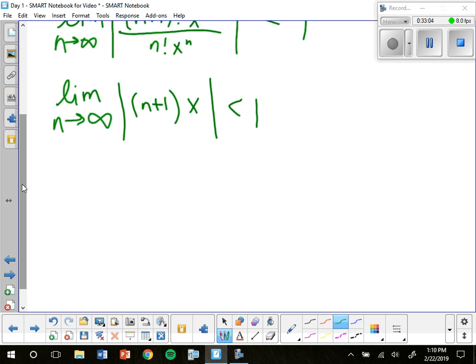Adrian just laughed. Why did you laugh, Adrian? Can you even do that if it's going to infinity? You can do it as long as x is one thing. As long as x equals 0. Does that make sense? This is blowing up. N plus 1 is getting huge. So the only way that it's going to be less than 1 is if x equals 0. So x equals 0 is the only value that makes the inequality true.